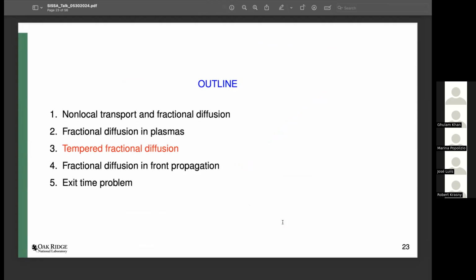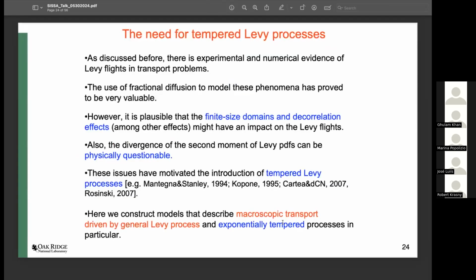But let me now go to the third section and talk about something a little bit more connected to the mathematics of fractional diffusion, and also the physics of fractional diffusion. And that has to do with tempered Levy processes. And you know, I was telling you about the idea of Levy flights and also the divergence of the second moments that connects a little bit with this strongly singular character of the fractional diffusion operators.